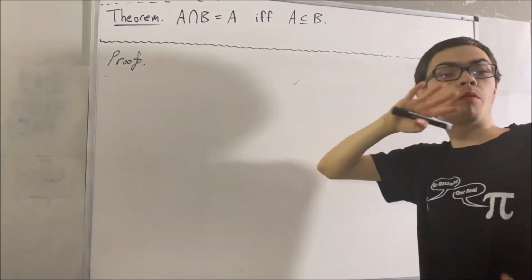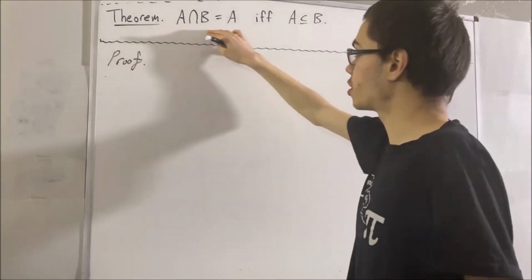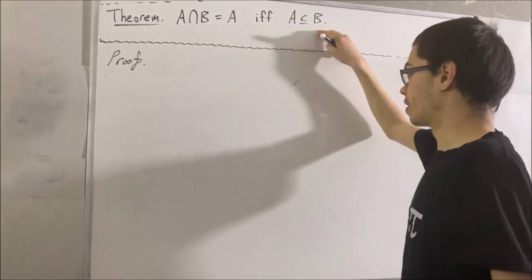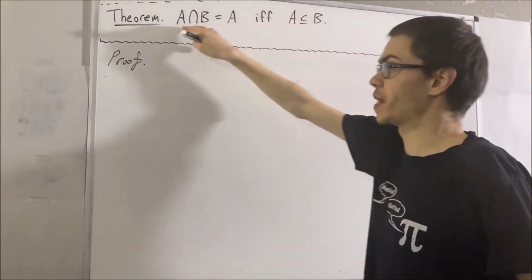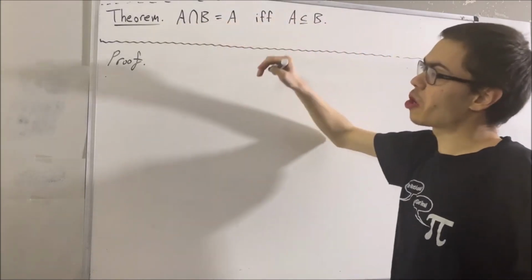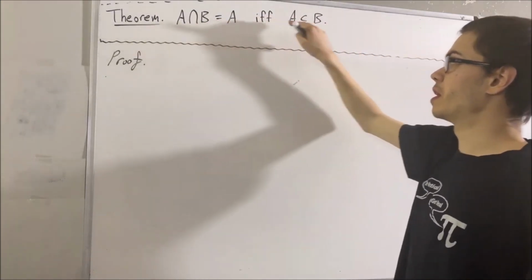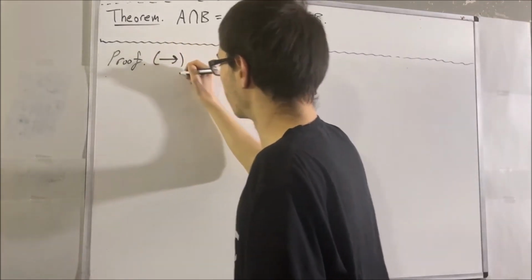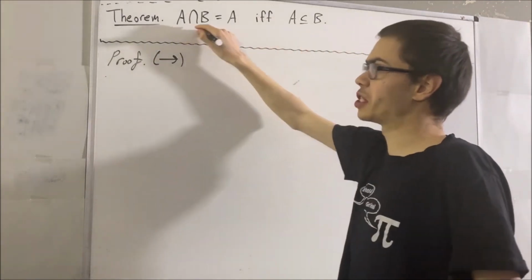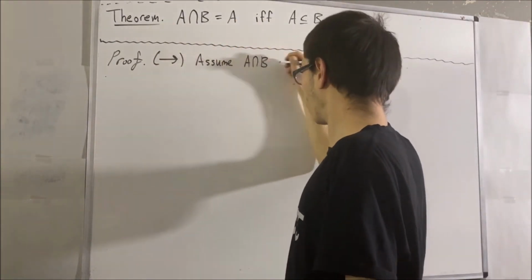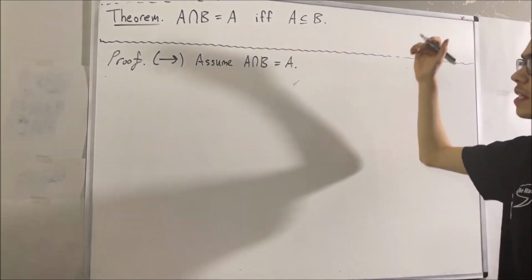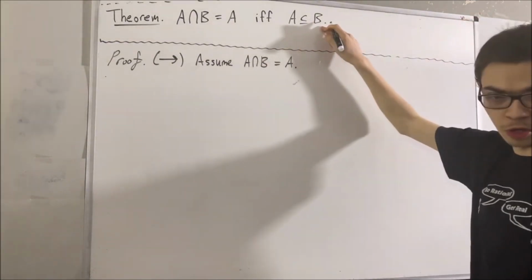Which means we can prove that if this is true, then this is true. And if this is true, then this is true. Let's start out by proving if this is true, then this is true. To do so, let's assume this is true. And our whole goal now is to deduce that this is true.